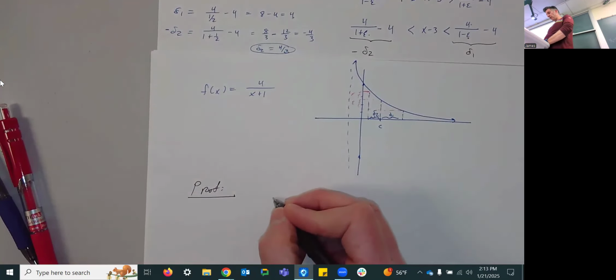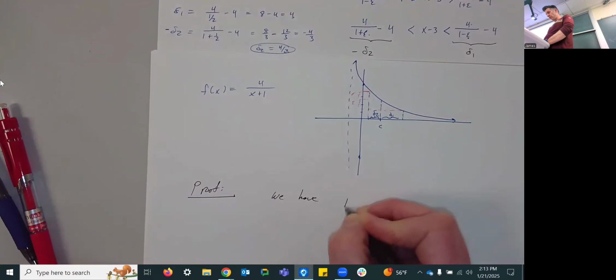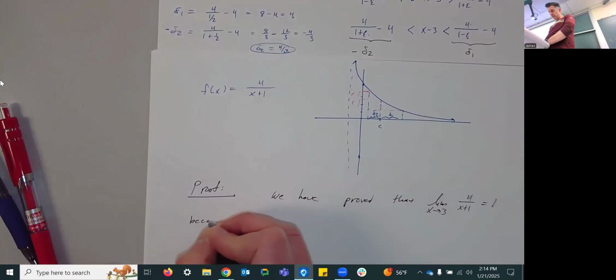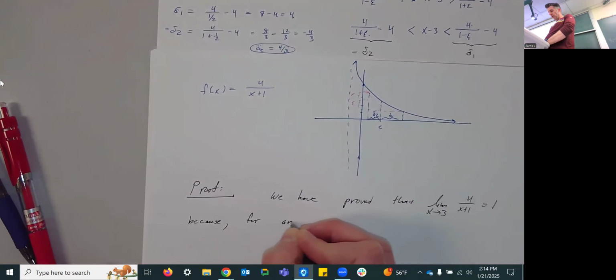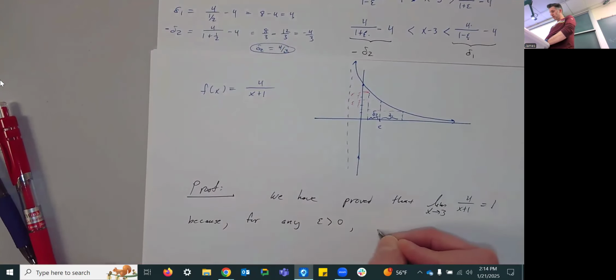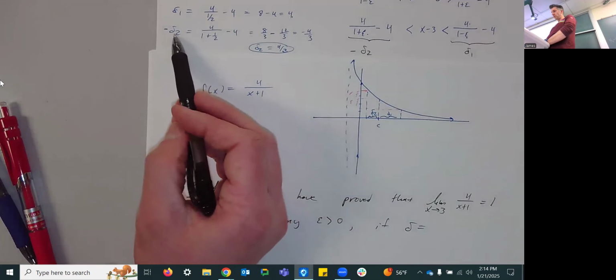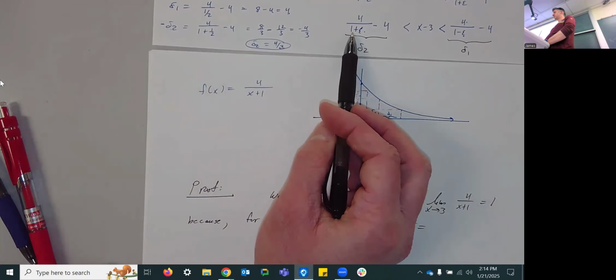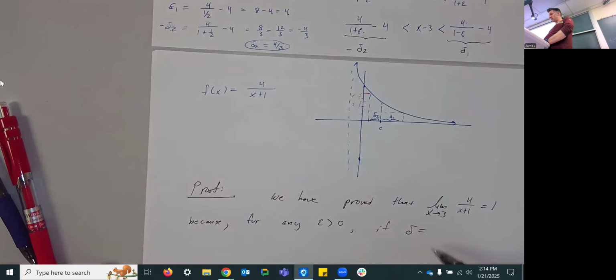So we are going to say we have proved that the limit as x approaches 3 of 4 over x plus 1 is equal to 1, because for any epsilon greater than 0, if delta is equal to the smaller of the two, which was again the delta 2, so I have to be a little bit careful here, right? I can't actually write that. That's not delta 2. That's the negative of delta 2. So I have to say that delta is equal to -4 over 1 plus epsilon plus 4. Yeah. It's always kind of funky.